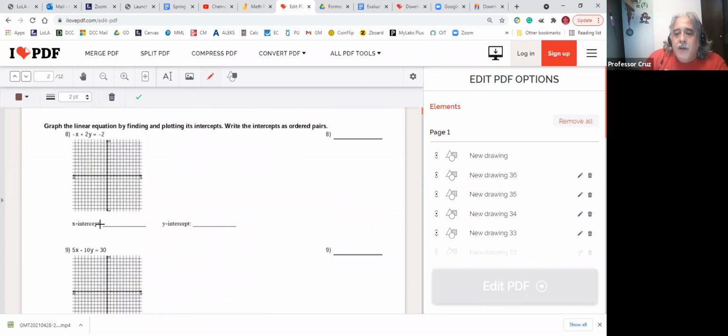All right, so they want the x and the y-intercept. The x-intercept is when y is equal to 0, and the y-intercept is when x is equal to 0. So let's go ahead and calculate those two. Let's do y equal to 0. And if y is equal to 0, notice that that thing's going to go away, and we're just left with negative x is equal to negative 2, or x is equal to 2.